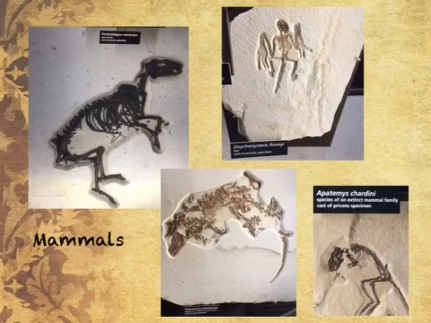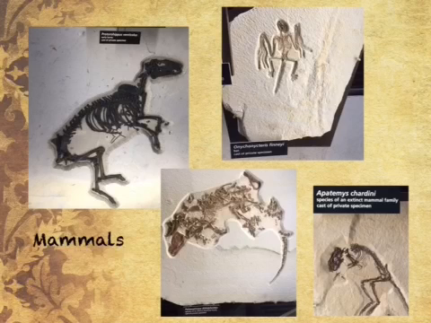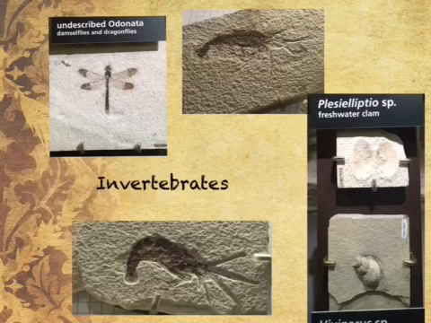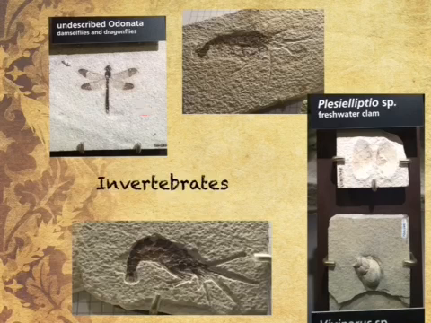Here are some mammals that lived during this time. A proterohippus, which is an early horse, which is about the size of a small dog, a bat, an unidentified mammal, and another different unidentified mammal. Here are some various invertebrates also found in fossils. A dragonfly, several species of shrimp, and some different clams and snails.